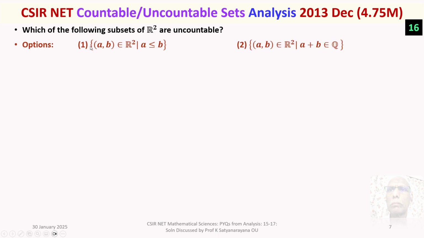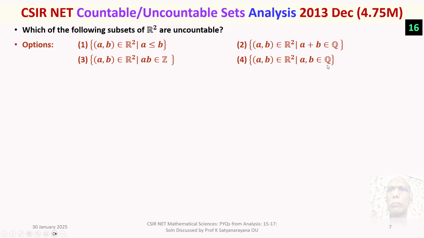Option 1. The set of all ordered pairs A, B belongs to R square, where A is less than or equal to B. Option 2. The set of all ordered pairs A, B belongs to R such that A plus B belongs to Q. Option 3. The set of all ordered pairs A, B belongs to R square such that the product AB belongs to Z, the set of integers. Option 4. The set of all ordered pairs A, B belongs to R square, where A and B are rational numbers.